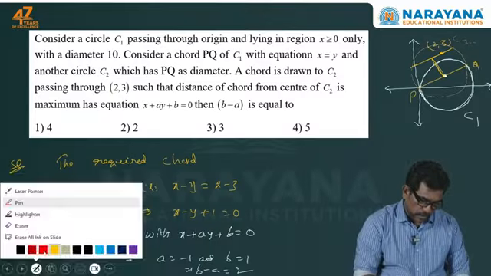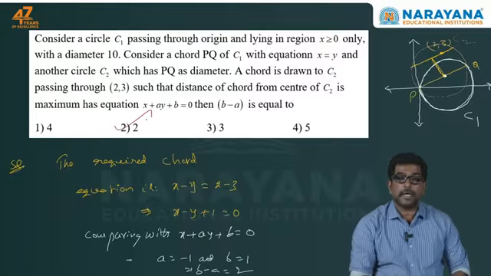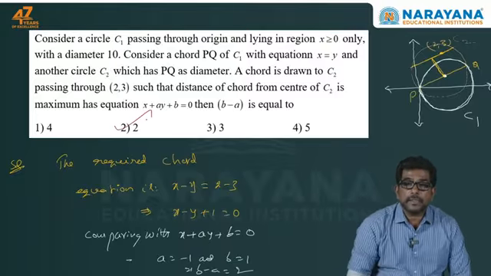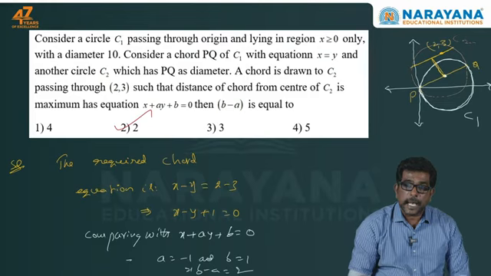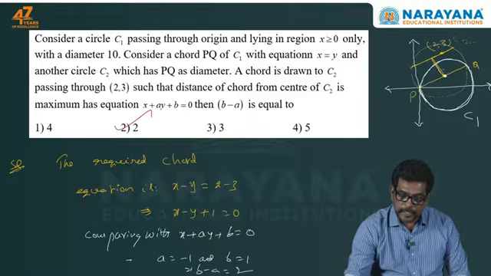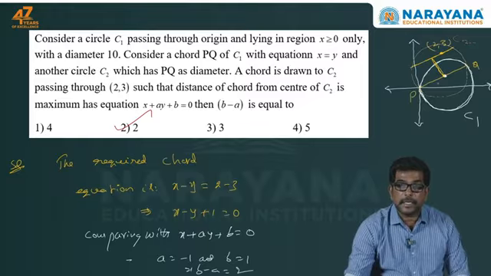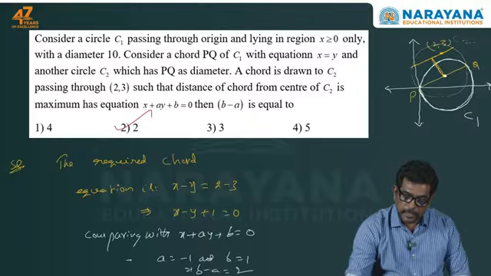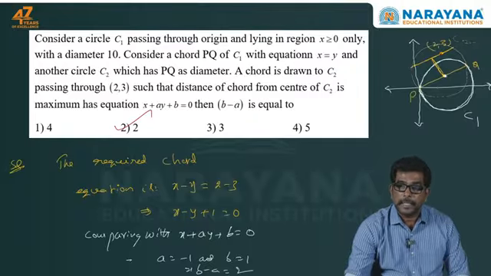The problem is a very logical problem. It is logical because the two circles are intersecting and the chord PQ is the diameter of the C2 circle, and the required chord is passing through the point (2, 3) and is having the maximum distance from the center of C2.